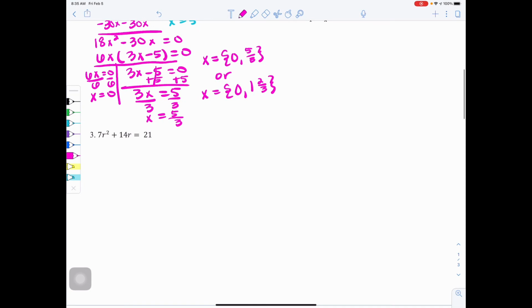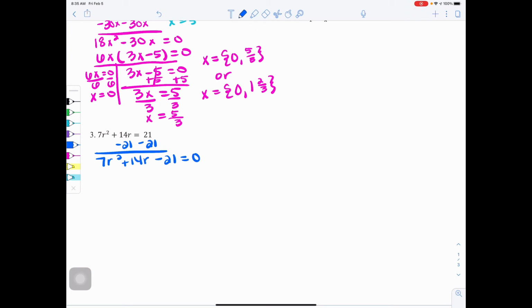All right, let's look at number 3. In number 3, we have 7r squared plus 14r equals 21. So we need to get this in standard form by setting it equal to 0. So we will subtract 21 from both sides. So we get 7r squared plus 14r minus 21 equals 0. Now that it's in standard form, we want to start factoring.